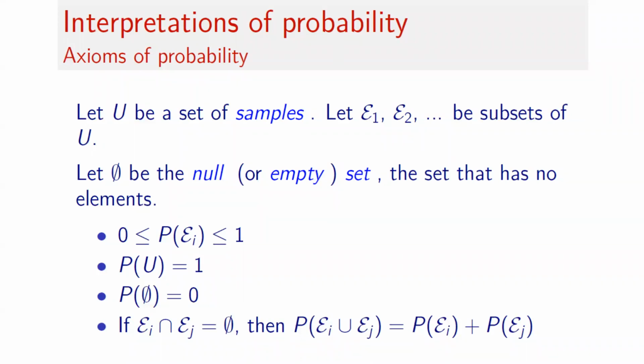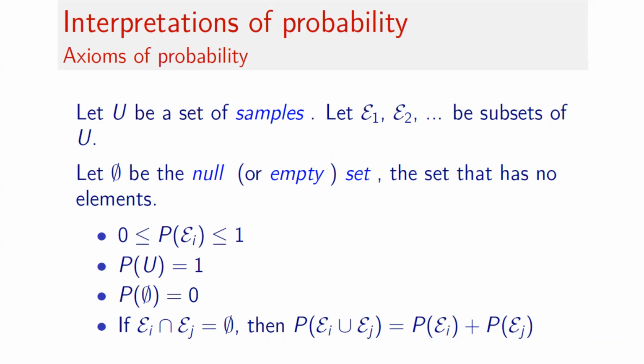Here, capital P is a set of functions that has the following properties. First, the probability of any subset epsilon sub index I is between 0 and 1. Remember that we want to calculate the probability, and the probability goes from 0 to 1, in other words, from 0% to 100%. So this is the first axiom.